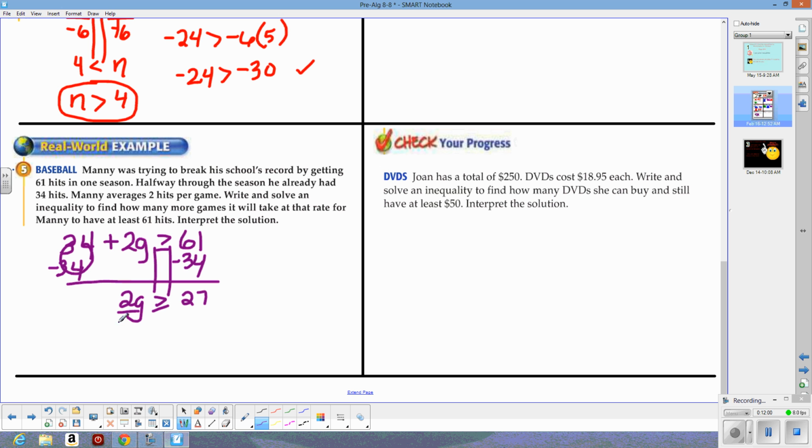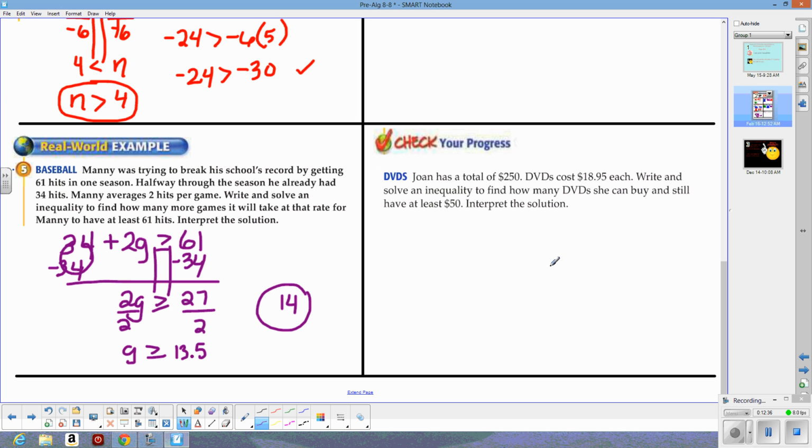Now you'd have to divide both sides by 2. So G is greater than or equal to 13.5. Now if we assume that he only plays full games, he would have to play at least 14 more games to reach at least 61 hits. So 14 or more games. You may want to pause the video and try the next one on your own.